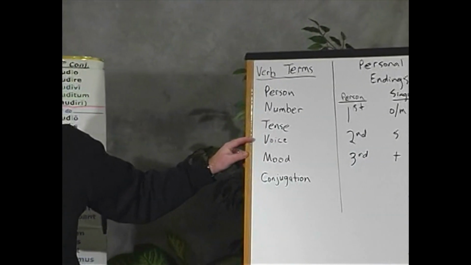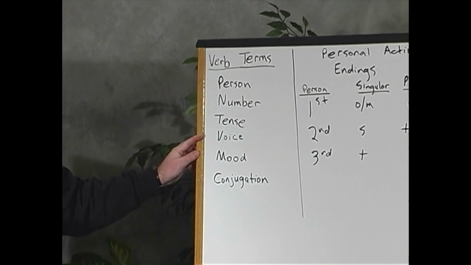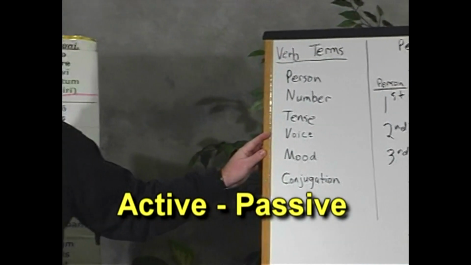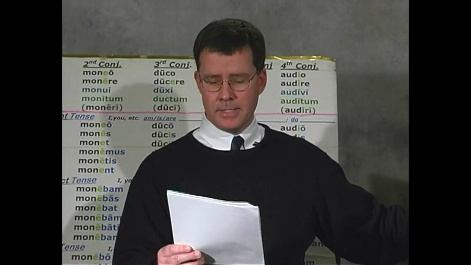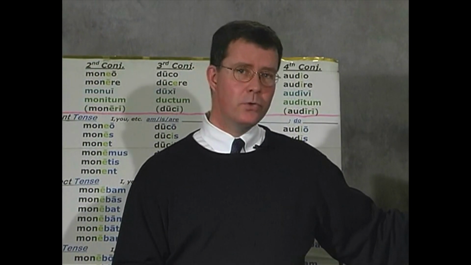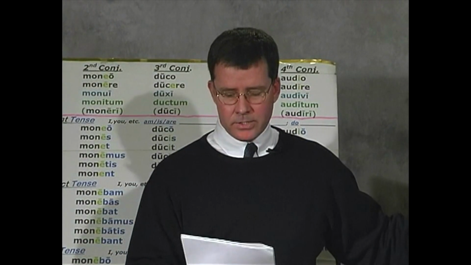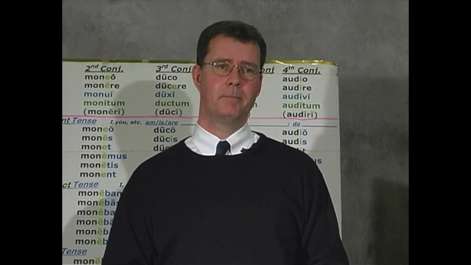After that, we have the characteristic of voice. Latin verbs have voice, and there are two voices, active and passive. Active voice means that the subject is doing the action of the verb. Passive voice means that the subject is being acted upon.